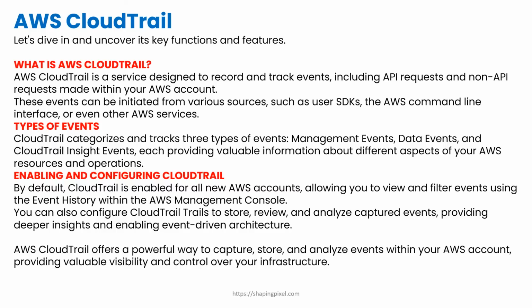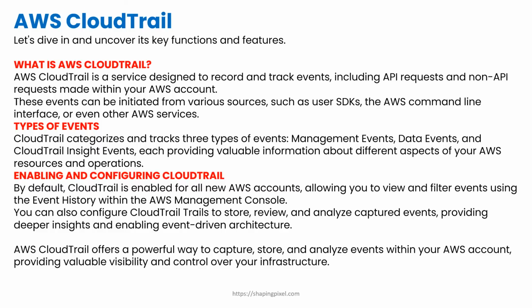AWS CloudTrail is a service designed to record and track events, including API requests and non-API requests made within your AWS account. These events can be initiated from various sources such as user SDKs and AWS command line interface or even other AWS services. CloudTrail categorizes and tracks three types of events: management events, data events, and CloudTrail Insights events, each providing valuable information about different aspects of your AWS resources and operations.